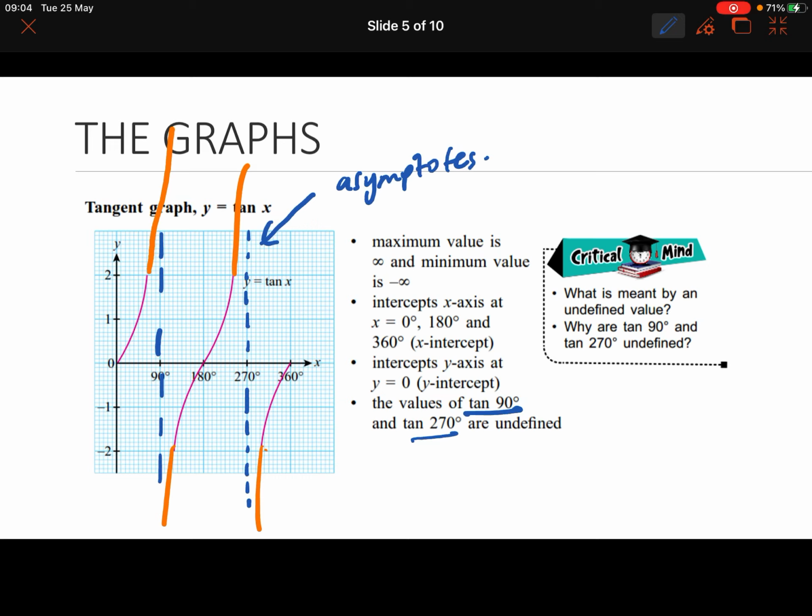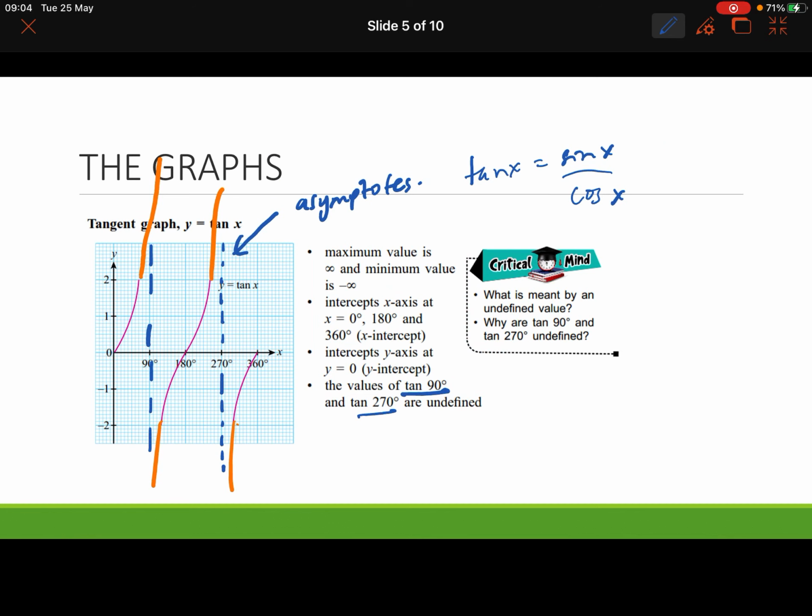What is meant by an undefined value? What does it mean? Because tan x, we get it from sin x over cos x. When we divide by 0, the value becomes undefined. So that's why we have the infinity value for x equals 90 degrees and x equals 270.